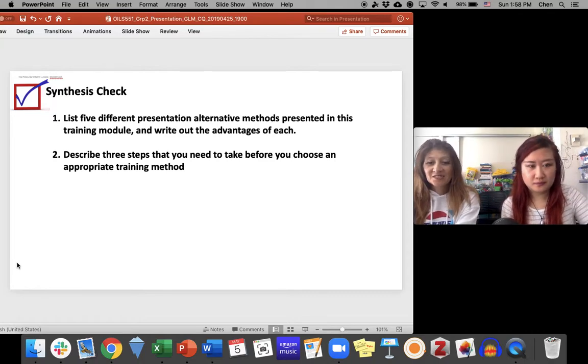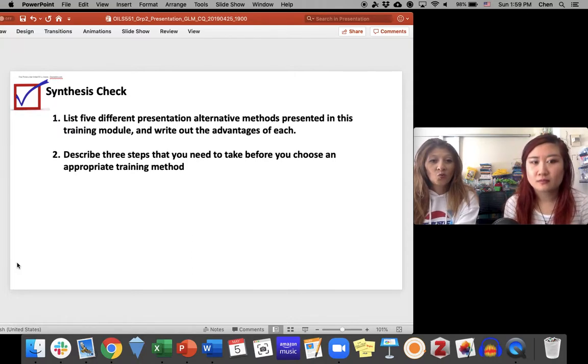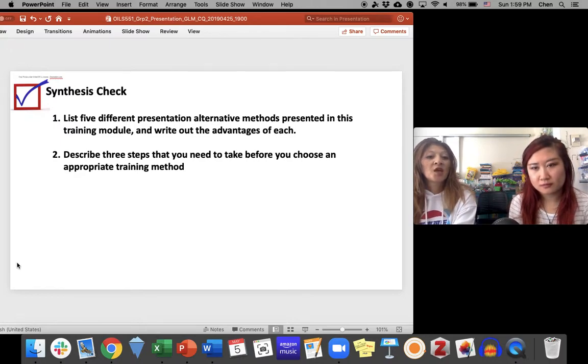And we get to synthesis checks. So with this one, we're just going to read through these. This is where we hope you've gathered some knowledge from us, and we've done transfer of learning. So the first one is list at least 5 different presentation alternative methods presented in this training module and write out the advantages of each. You can, of course, do this at your own pace, but this is something we want to make sure you've learned. The second one is describe 3 steps that you need to take before you choose an appropriate training method.